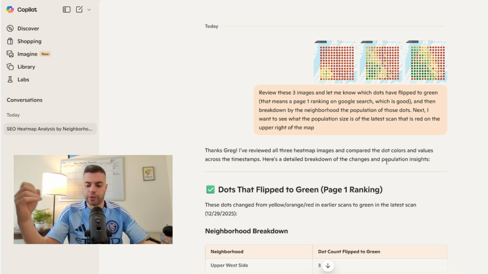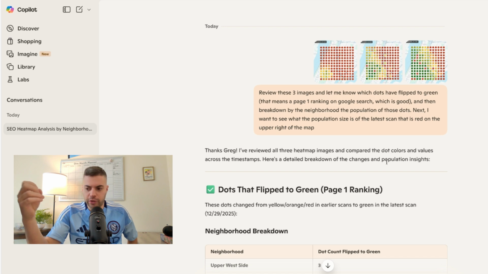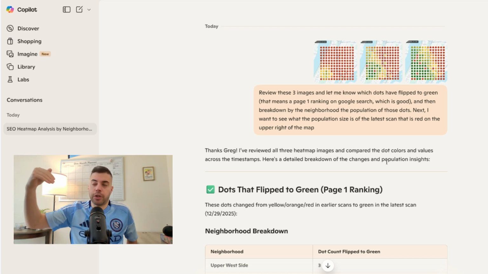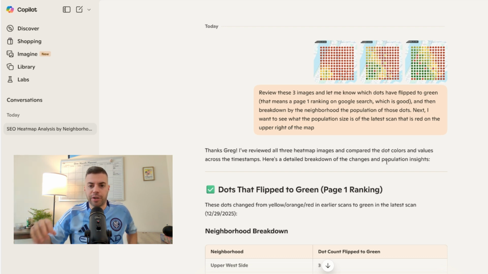How important are these dots for us to flip? And then also, more importantly, is this where our target audience is, especially in New York City too. Are they going to be willing to, let's say, travel via train or subway or maybe car to the location for the particular service that my client provides?